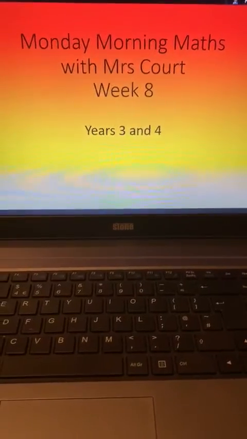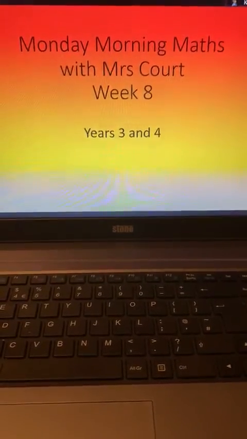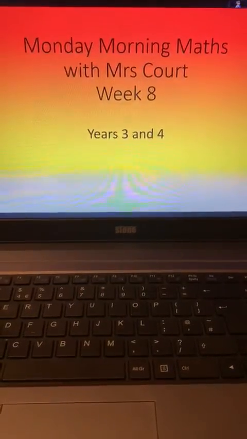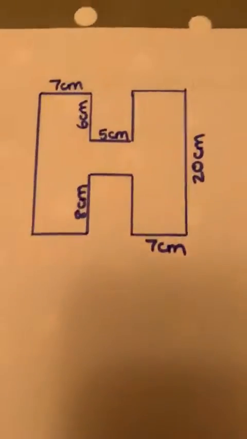And my problem today is all about perimeter. Do you know what perimeter means? Tell your grown-up. That's right, it means the length around the outside of a shape. So let's have a look at my shape.